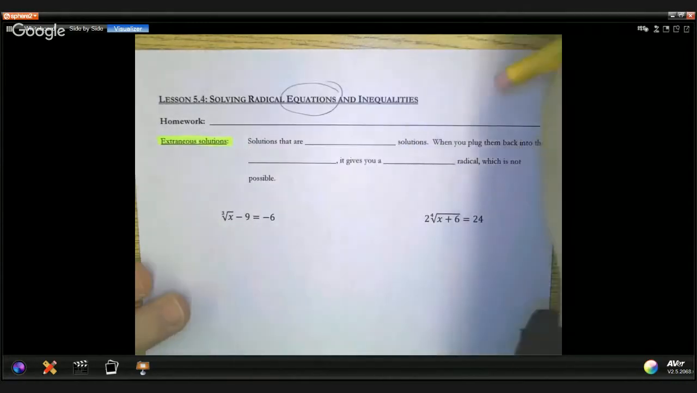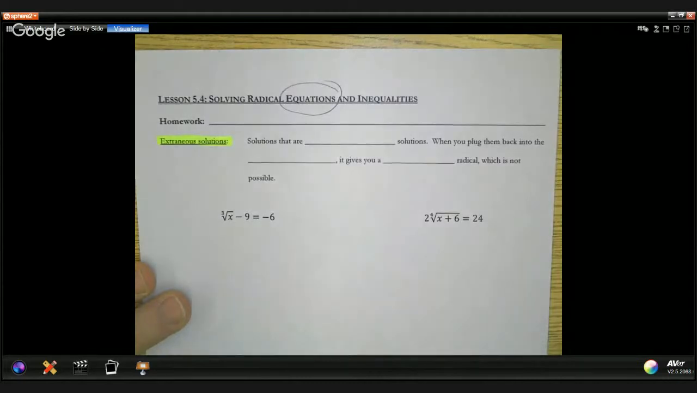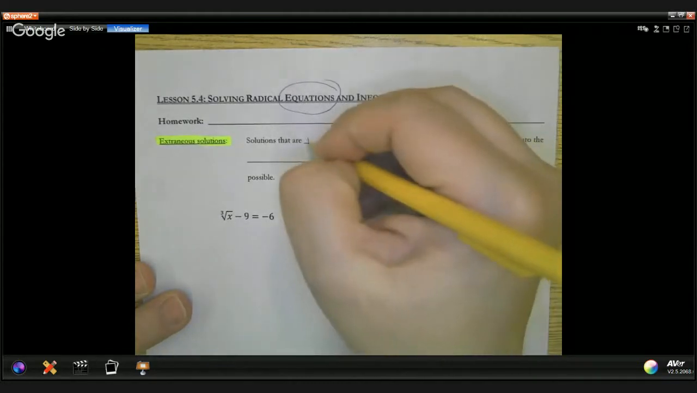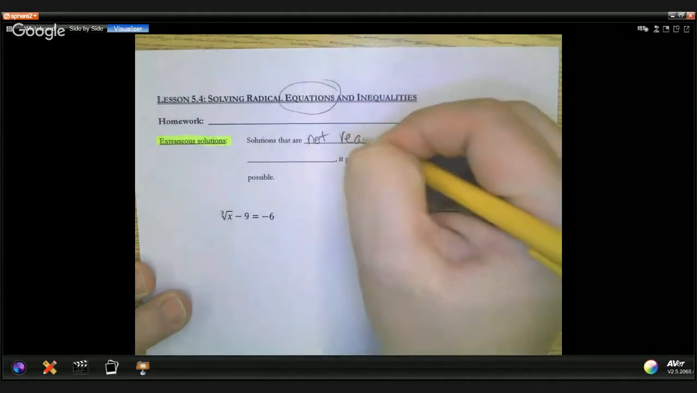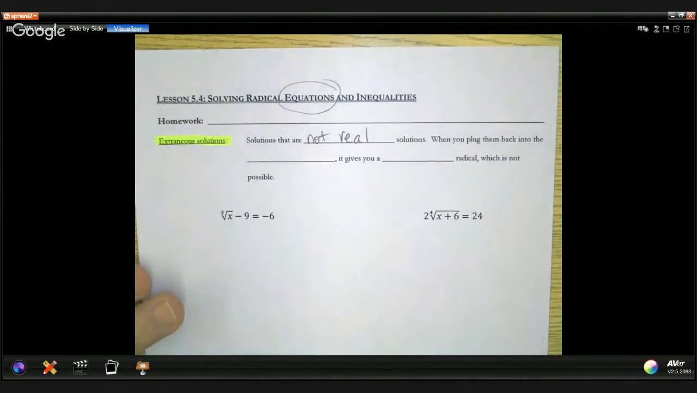An extraneous solution is just a solution that's not really a solution. Sometimes you're going to solve things and they don't really work. You get two answers, but it's really only one that works. Back when you were learning how to solve equations in Algebra 1, your teacher always said to check your solution, and it most of the time worked. But now there's going to be a lot of times when they don't work.